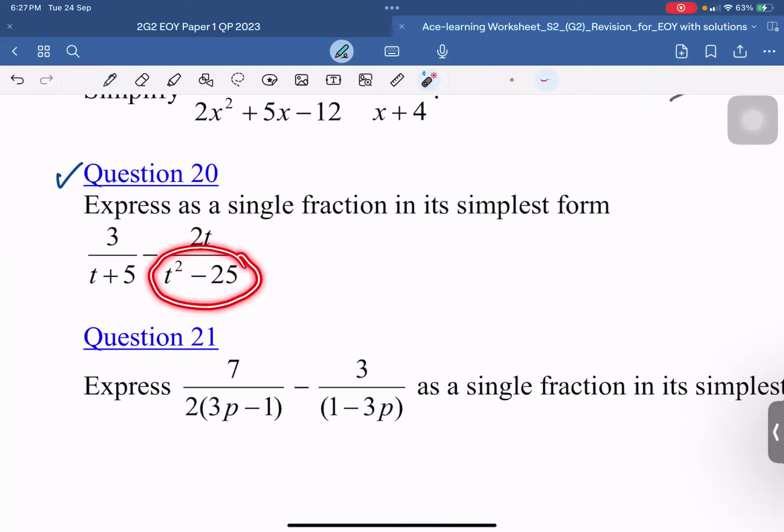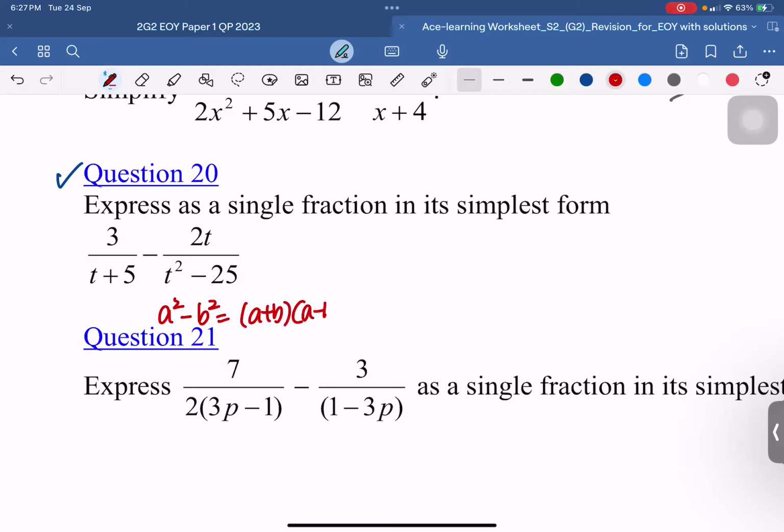This one, what must you do? This one has two terms. a squared minus b squared, correct. Need to change it to (a plus b)(a minus b). So we factorize this. This one becomes 3 over t plus 5. What does this become?